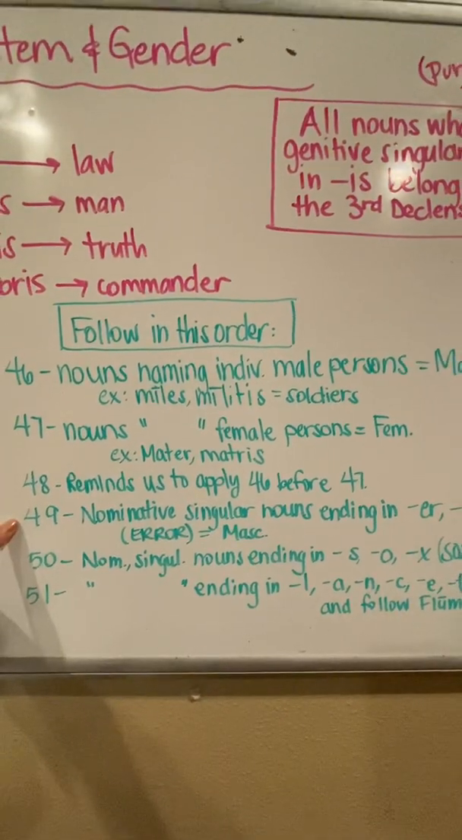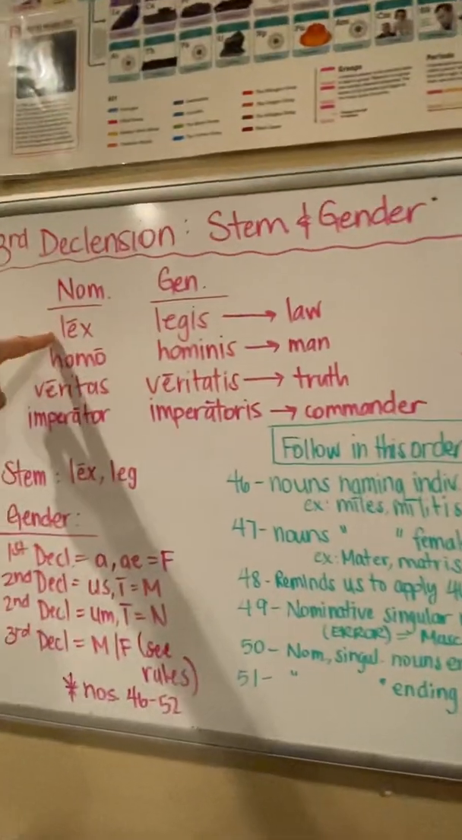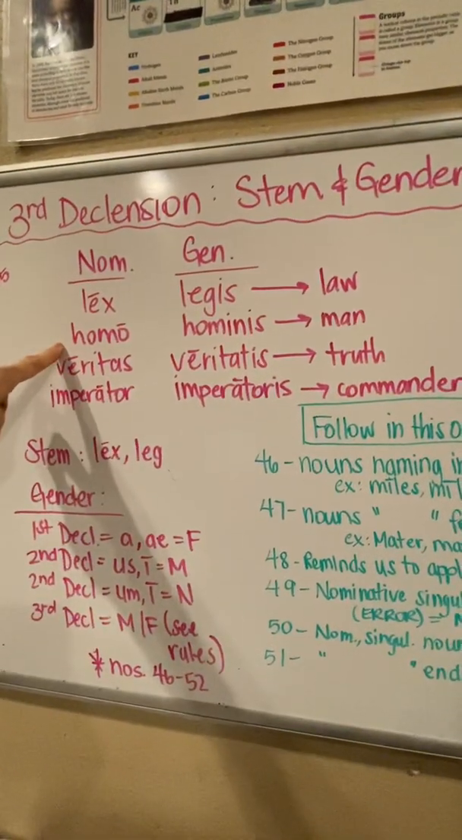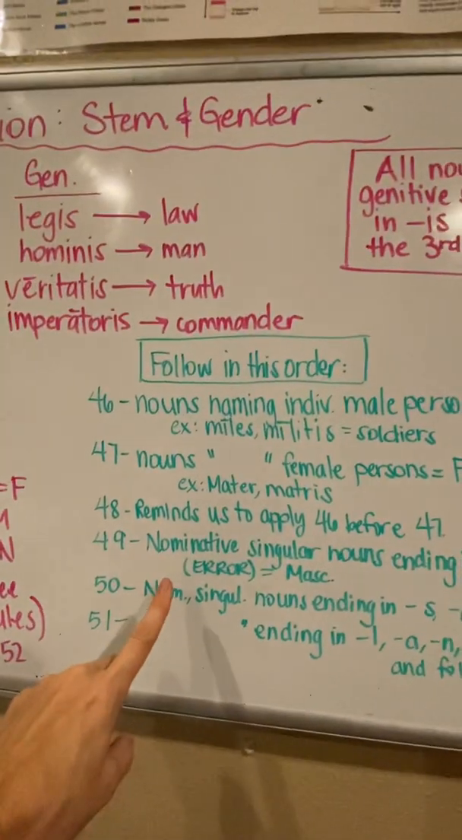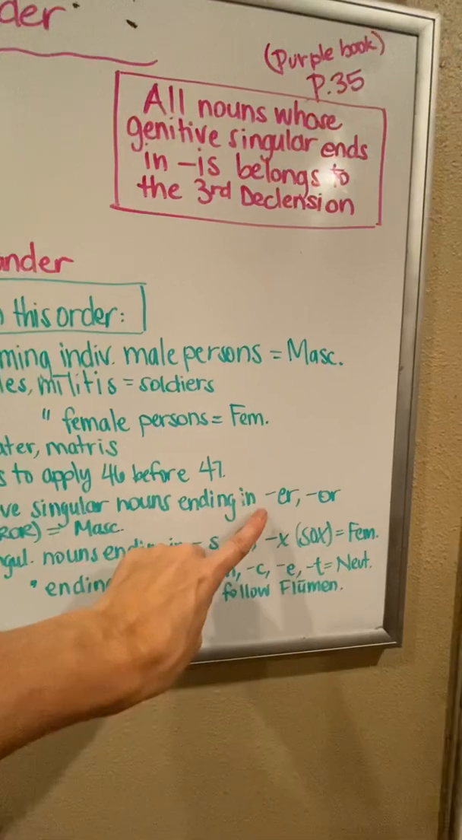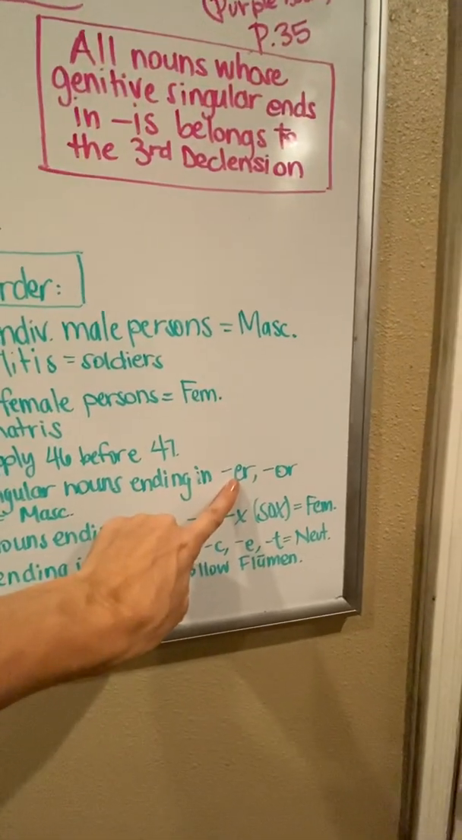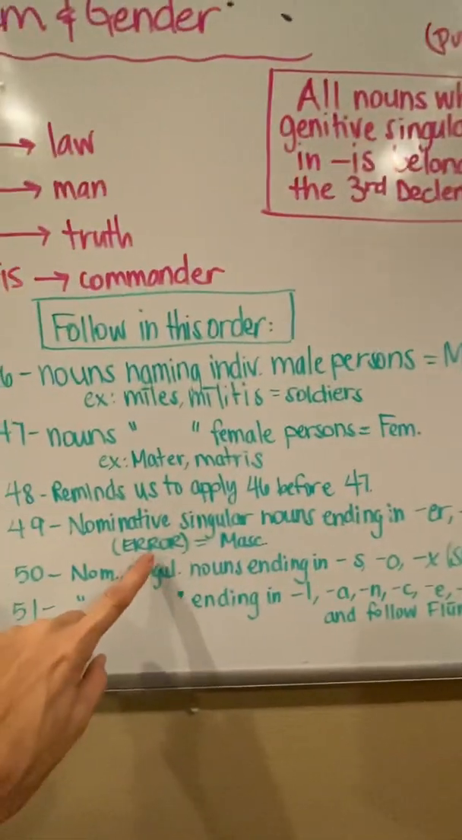Okay, so we drop to 49 here. Nominative singular nouns, just meaning nominative singular, so it's always the first word given in a vocabulary. I just wanted to make that clear, so I added that. Nominative singular nouns ending in er or or, they call it the error rule.